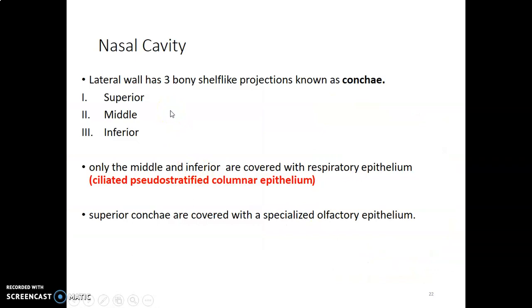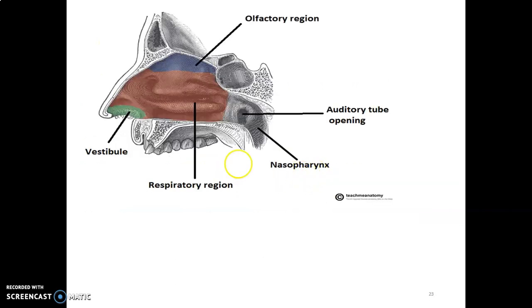So the nasal cavity, on the lateral aspect, it has concha, superior, middle, and inferior. They're like shelves. Okay, and these shelves are covered by respiratory epithelium, which is pseudostratified columnar ciliated with goblet cells. So the superior conchae and the roof of the nasal cavity has specialized olfactory epithelium, which we're going to discuss.